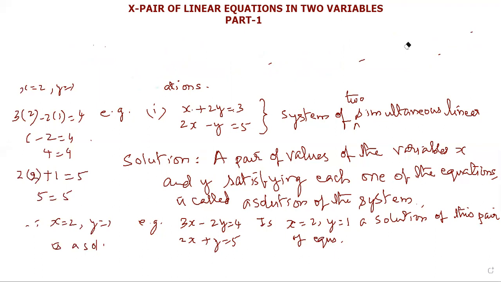Inconsistent system means sometimes they don't have a solution. Sometimes these equations are not having a solution, we cannot solve. So if it is solvable, then it is called a consistent system.